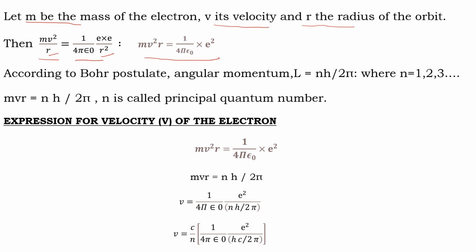Considering Bohr's second postulate, the angular momentum is quantized. The angular momentum L is equal to nh divided by 2 pi, or the angular momentum can be represented as mvr. It is equal to nh by 2 pi, where n is called the principal quantum number.